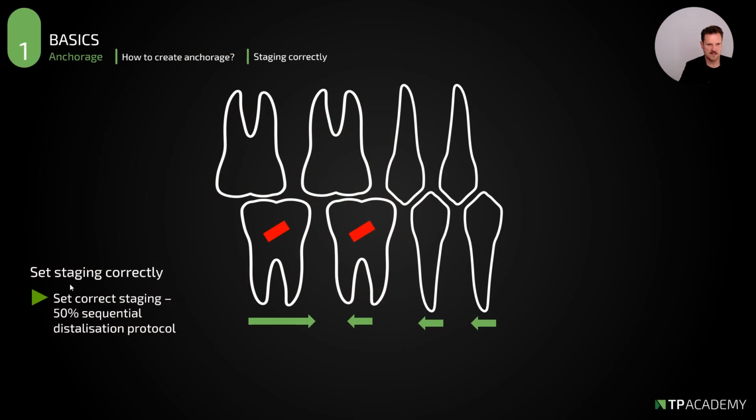So you need to set the staging correctly, set the correct staging, 50% sequential distalization, and be very careful with this protocol. We can see in some cases that this protocol is not in the right way, that there are too many teeth moved at the same time, and I will give you now 2 examples of how we shouldn't do this movement.